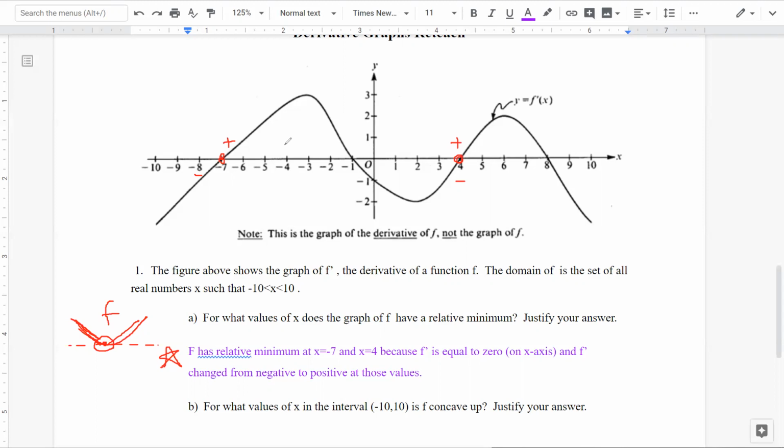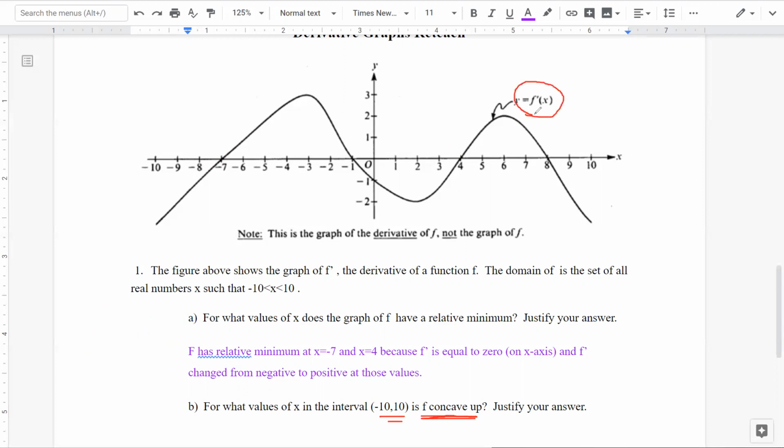All right, so we'll do one more. We'll clear this, and let's look at the next question. For what values of x in the interval from -10 to 10, so the same interval, is f concave up? So once again, we're looking for when f is concave up, but remember this is f prime.